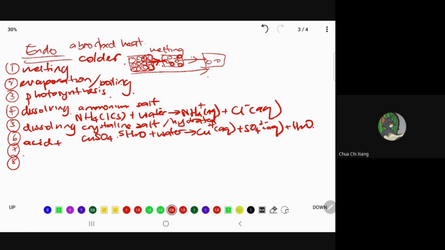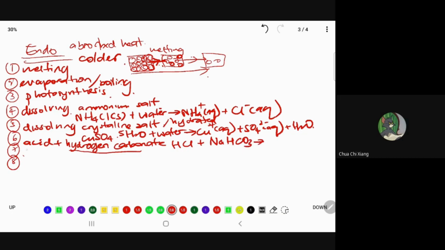Reaction between acid and bicarbonate, or hydrogen carbonate. This is different from metal carbonate; it must be hydrogen carbonate. Meaning it must be something like this, you must see this HCO3 thing. Then only is it an endothermic reaction.